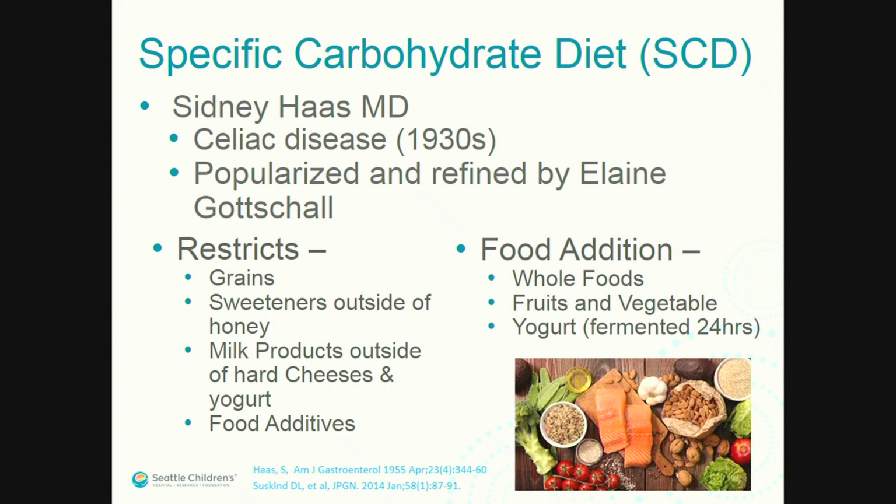It's a diet that was started in the 1930s by Sidney Haas, and he did not mean necessarily to treat inflammatory bowel disease. He was using it to treat celiac disease. And it worked phenomenally well for celiac because it removed all the grains, and wheat obviously is a grain. But then he took care of a child, the daughter of Elaine Gottschall, who had ulcerative colitis. She had been told that she was supposed to get a colectomy, and the mom did not want that, and therefore she went to see Dr. Haas, and he put her on the SCD, and she did well.